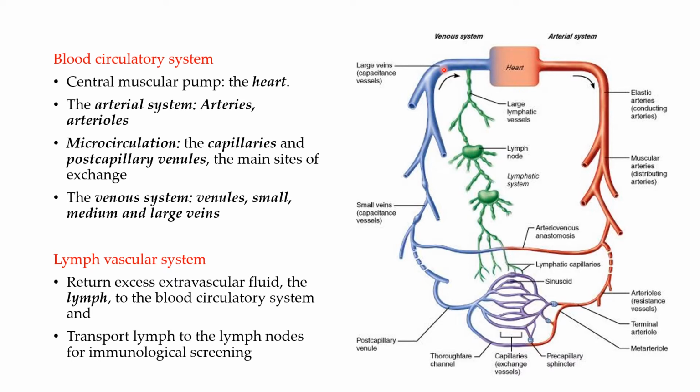Apart from these vessels, there is also a lymph vascular system that you see here in green color. The function of this system is to return the excess extravascular fluid, that is the lymph, to the blood circulatory system and to transport the lymph to the lymph nodes for immunological screening.